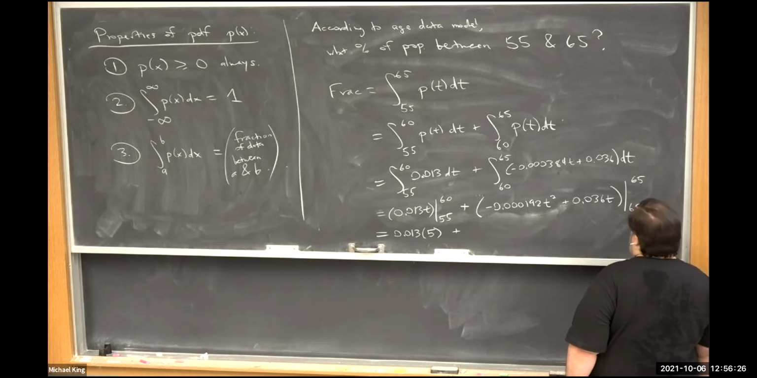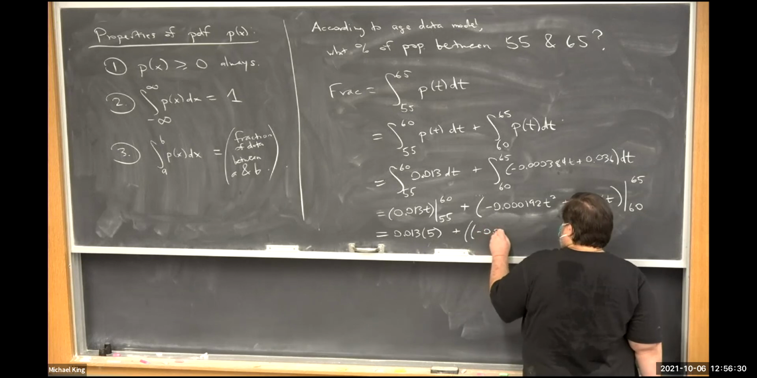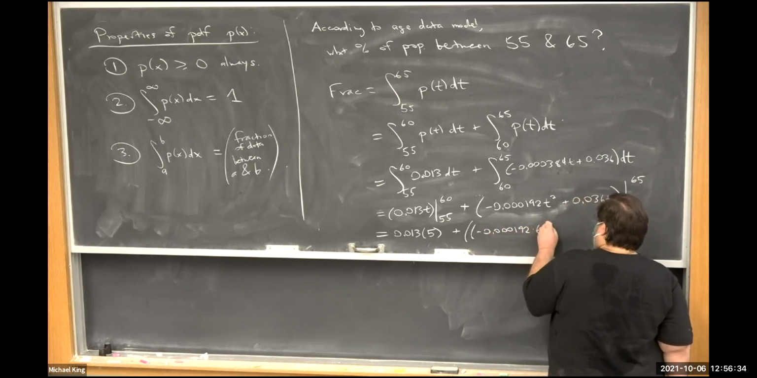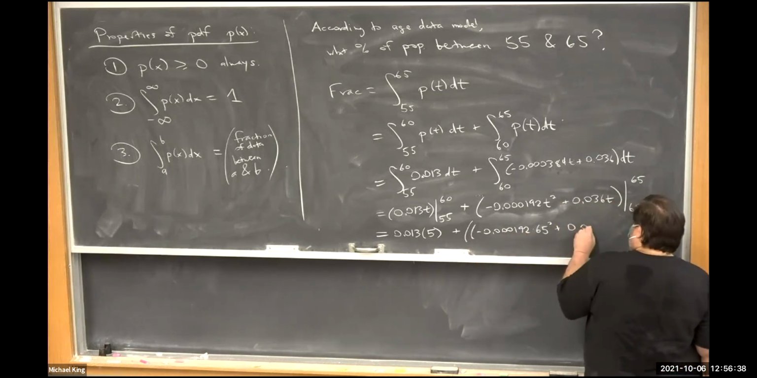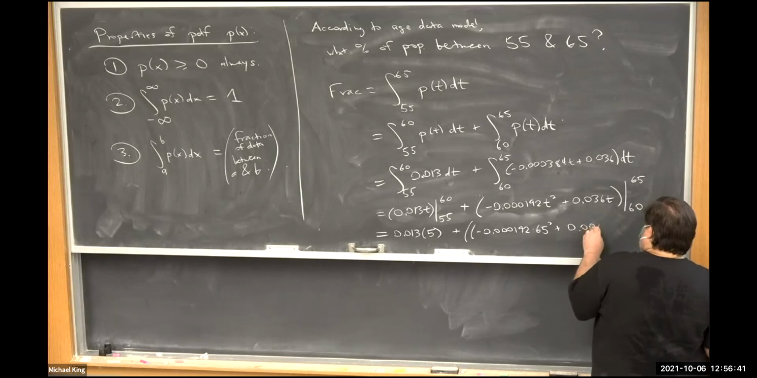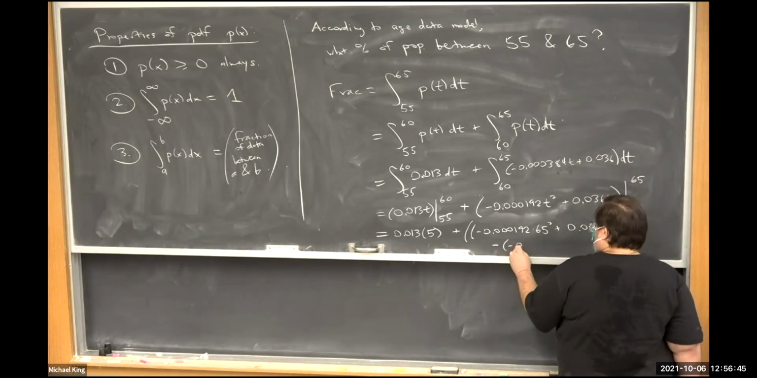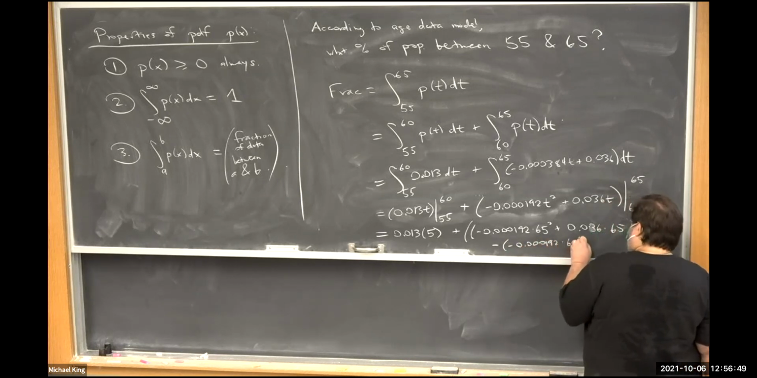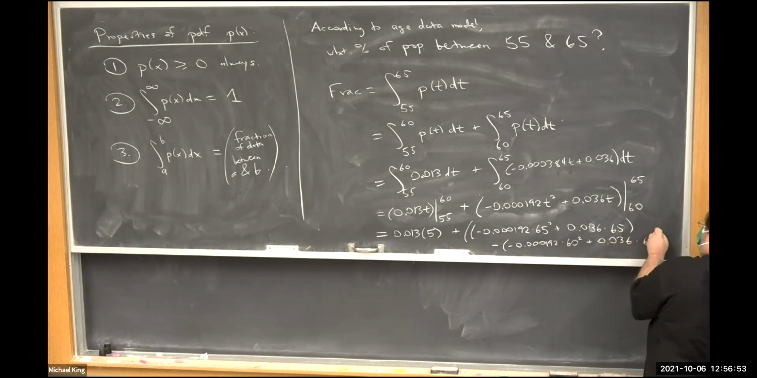I don't know, ask a calculator. So, negative 0.000192 times 65 squared, plus 0.036 times 65, minus negative 0.000192 times 60 squared plus 0.036 times 60, right? I'm just plugging in the endpoints and subtracting.